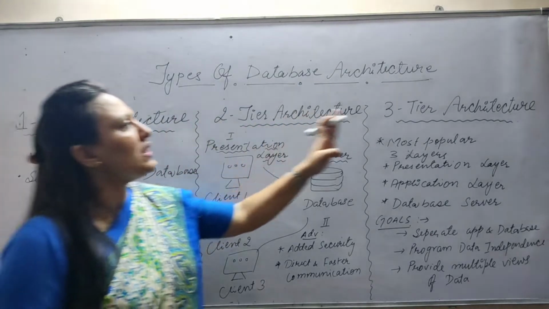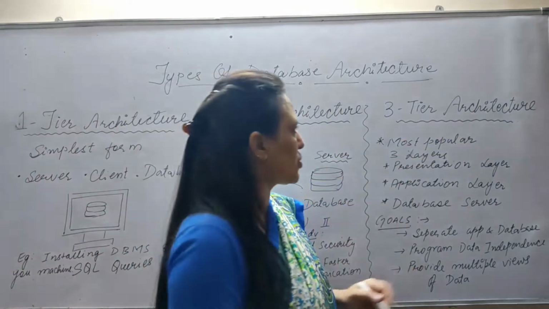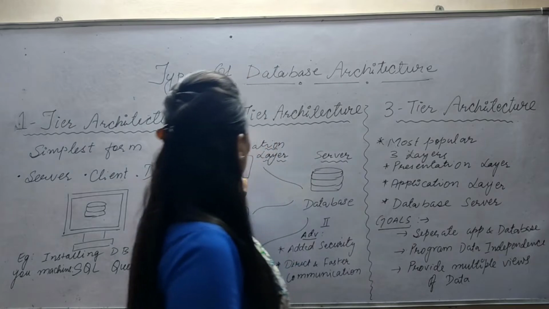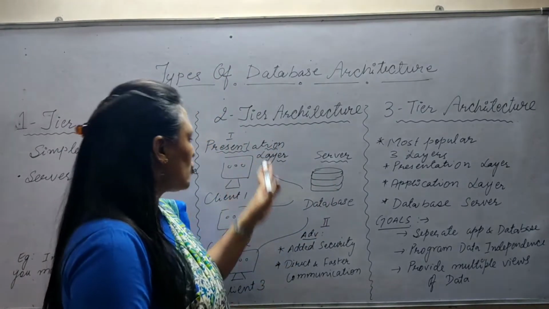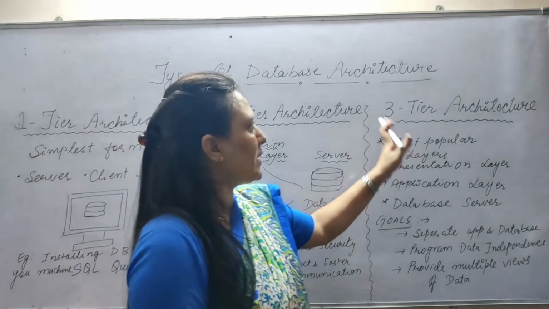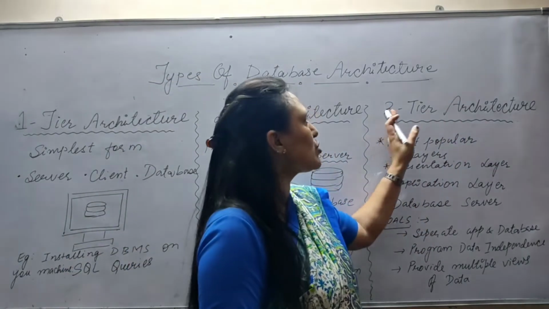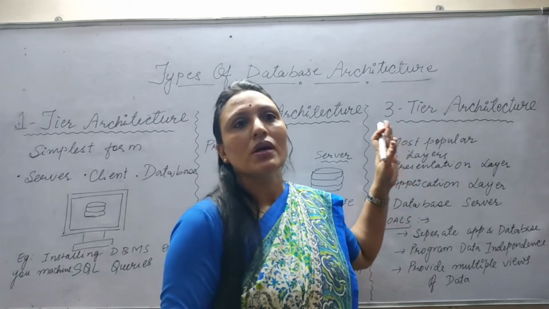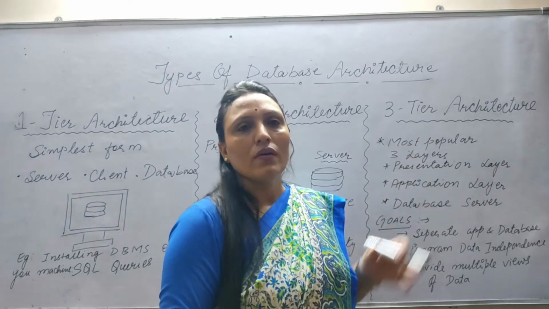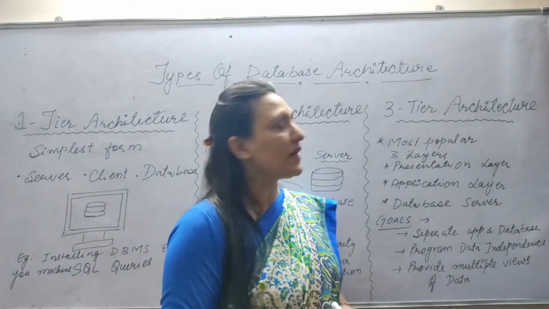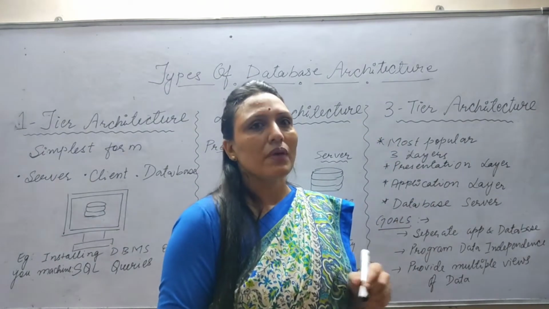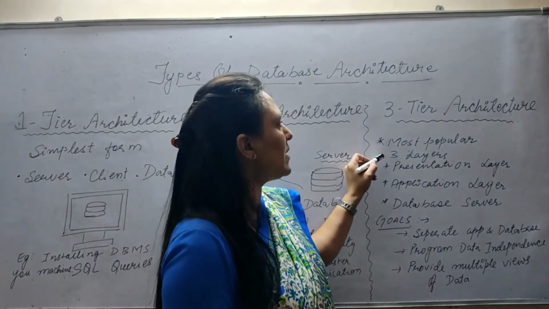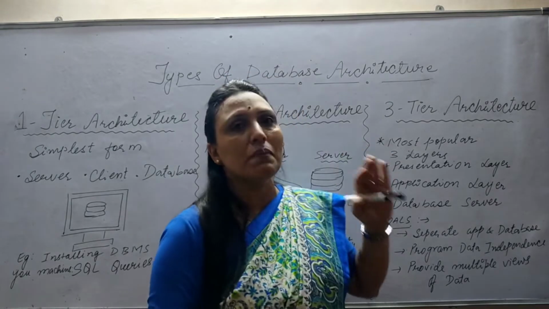Then we will move to the three-tier architecture. Here you see we have divided it into two layers, or you can say two parts. But the three-tier architecture is the most popular architecture, which is used everywhere when we are using DBMS, right? It is the most popular. Why is it popular? Because here the layers have been divided into three parts.